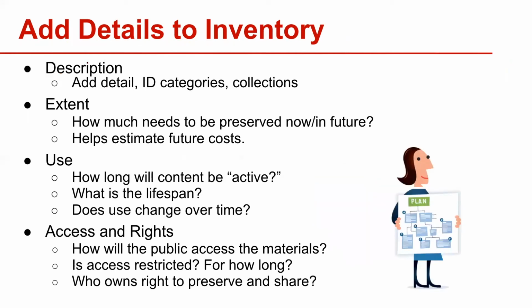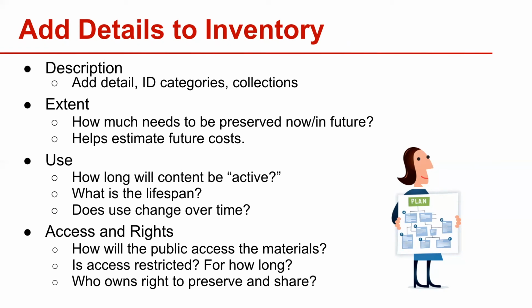So another result of selecting content is that you gain a better understanding of your records. And you can use this information to enhance the inventory you created by adding additional information to it, or you can use the information from the inventory and the selection process to help create a preservation plan. So useful information to add to an inventory or to record in a preservation plan may include description. So more detailed description than what you had in your inventory.